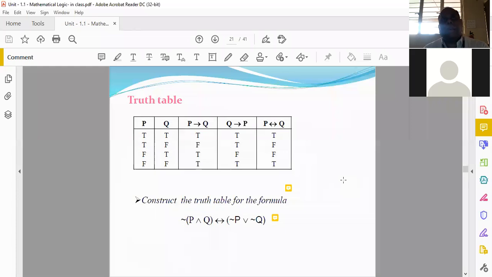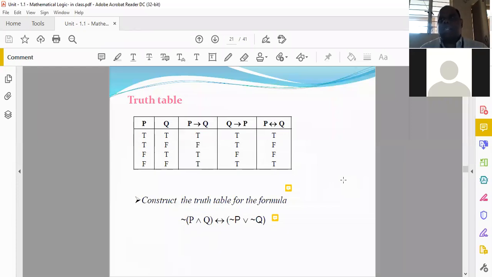Disjunction: if any one statement is true, then the compound statement is true. That is a disjunction, right? And coming to conjunction, if any one statement is false, then the compound statement is false. So that is a conjunction. Now coming to conditional: if the first statement is true and the second statement is false, then the compound statement is false. Otherwise, it is true. That is a conditional.